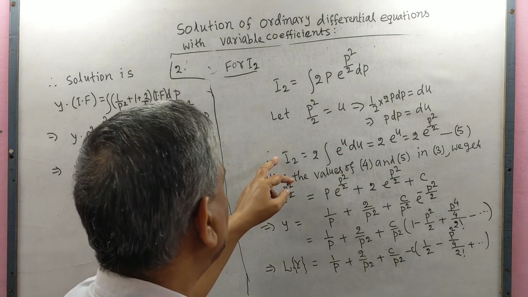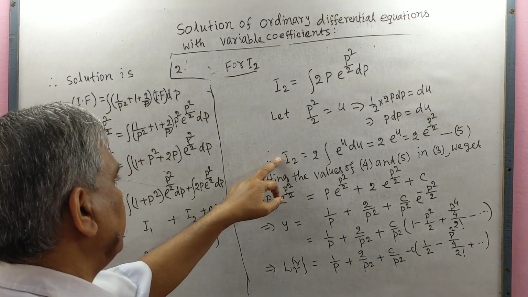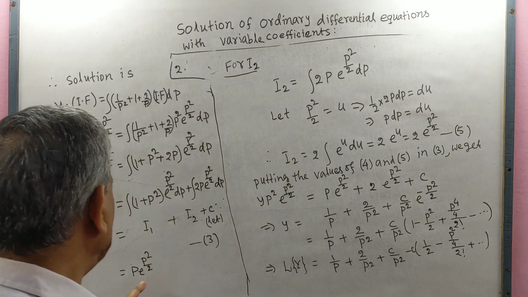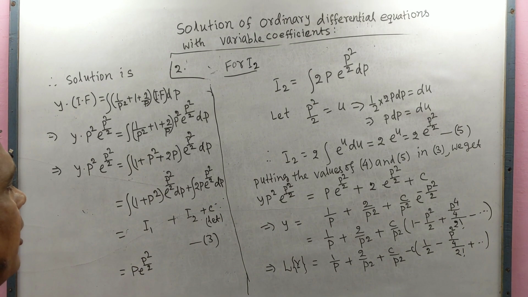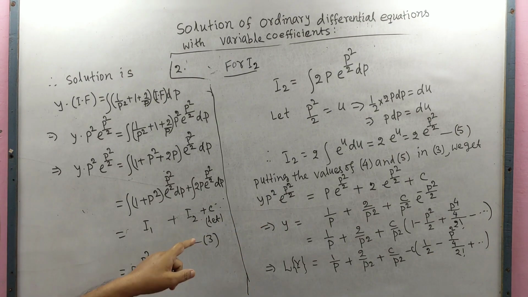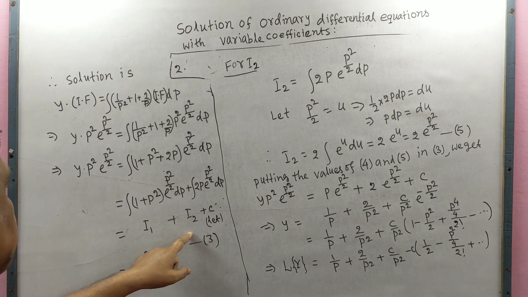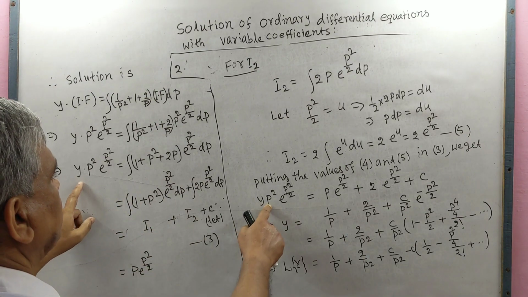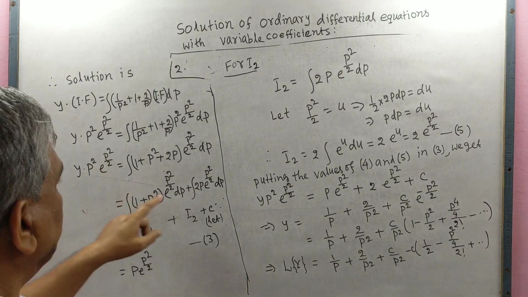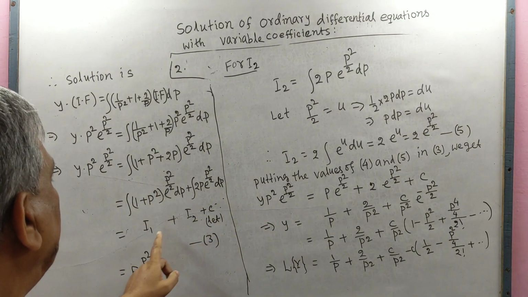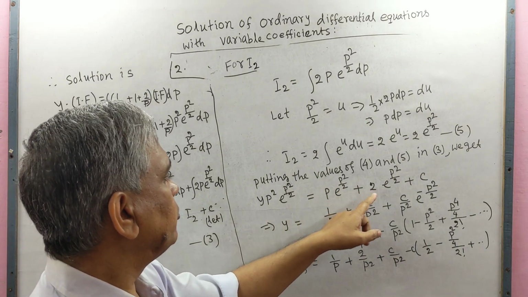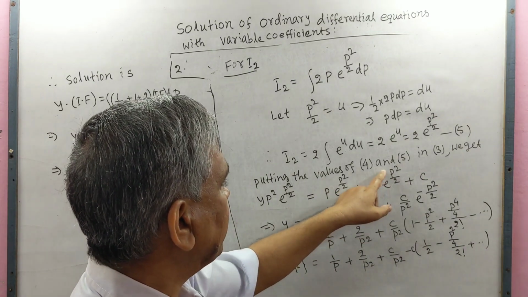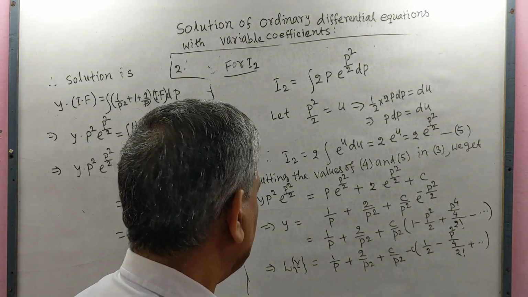This is the value of I2, and we have already got value of I1 as p e to the power p square by 2. Putting values of I1 and I2, that is equations 4 and 5, in equation 3, we get y p square e to the power p square by 2. Here value of I1 is p e to the power p square by 2. Value of I2 is 2 e to the power p square by 2 plus c constant.